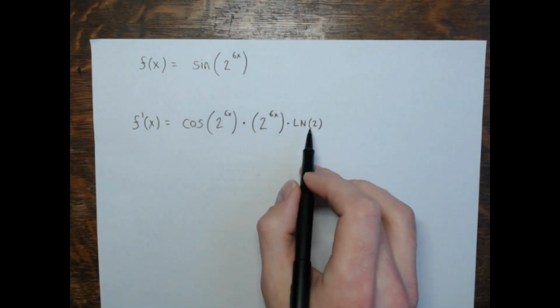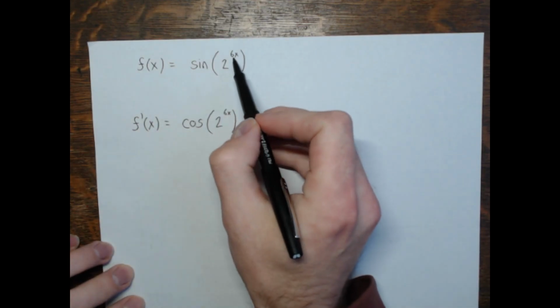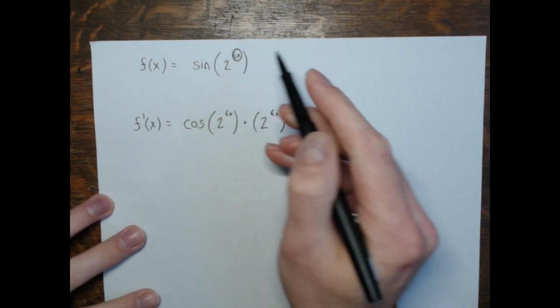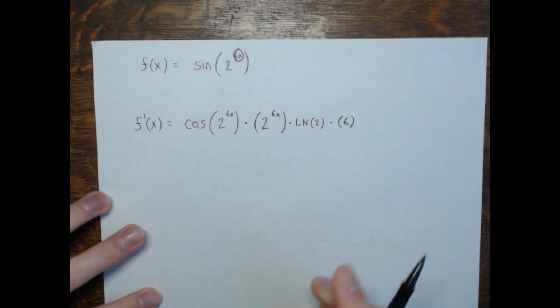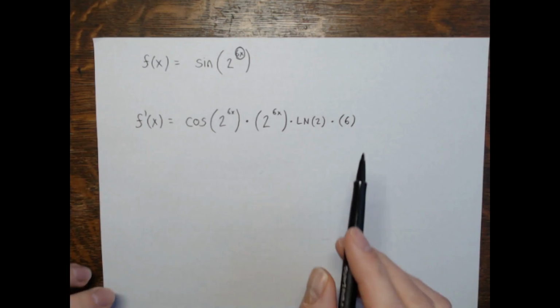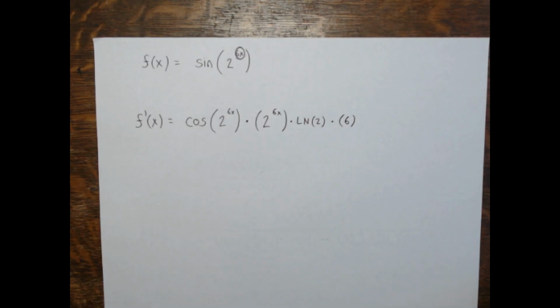So there's a rule for any exponential. But then, going further inside, that power is not just x, it's 6x. So then times the derivative of 6x, which would just be 6. Keep going with the chain rule there. So let's type this. This should be fine.